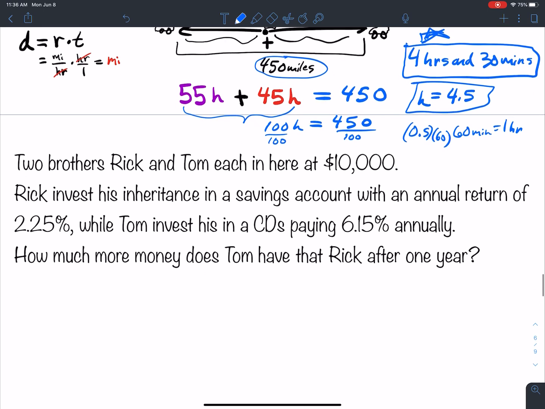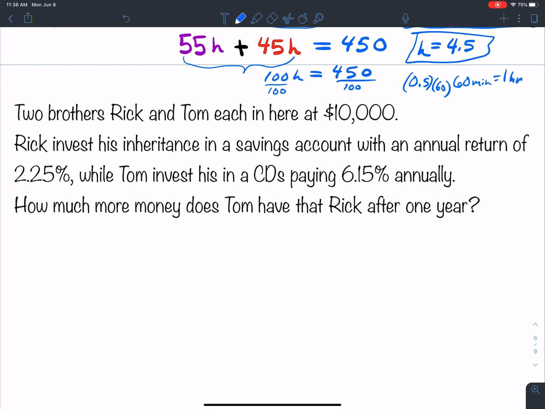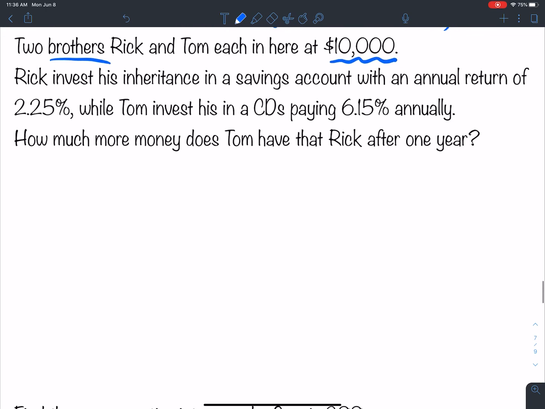All right, let's try another word problem. Two brothers, Rick and Tom, each inherit $10,000. Rick invests his inheritance in a savings account with an annual interest of 2.25%, while Tom invests his in CDs paying 6.15% annually. How much more money does Tom have than Rick after 1 year? Annually means once a year, so it's good that it breaks it down that way.